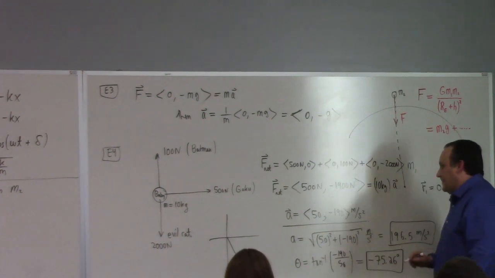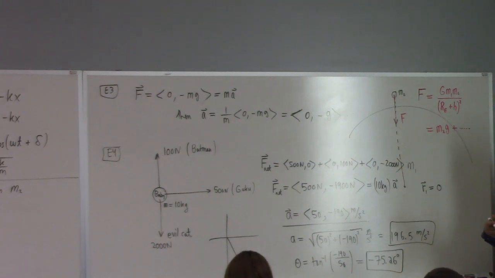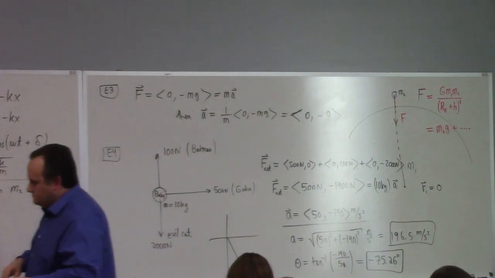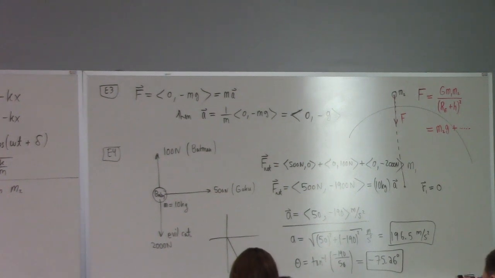So there you go. If you have multiple forces acting on the mass to find the acceleration, we add all the forces together, we find the net force, and then net force is equal to ma. That's how we solve these kinds of problems. All right.